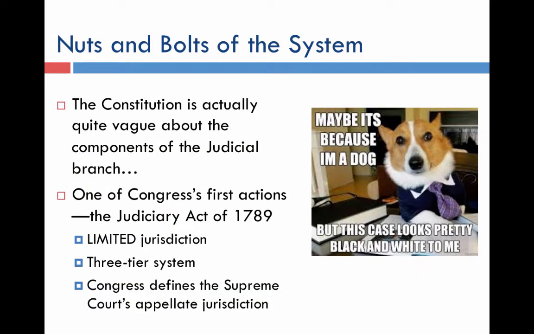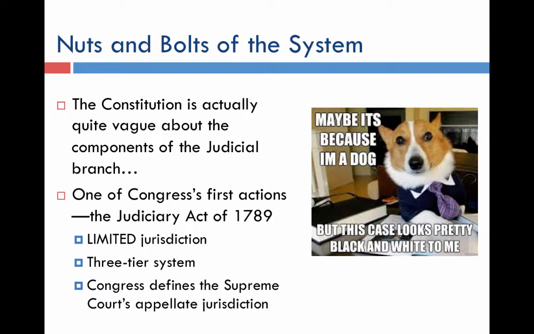So, the Constitution is actually pretty vague about the components of our judicial branch. If you read the Constitution, the mentions of our judicial branch are in Article 3, and they say the judicial power of the United States shall be vested in one Supreme Court and in such inferior courts as the Congress may, from time to time, ordain and establish. The rest of the article goes on to give a very rough outline of primarily what the Supreme Court will do, not the lower federal courts.